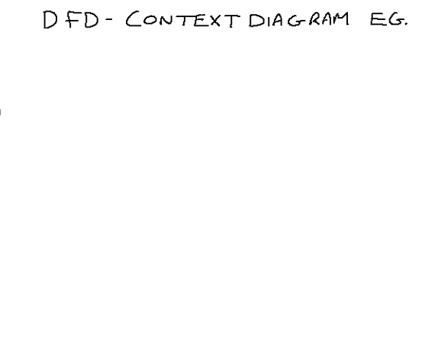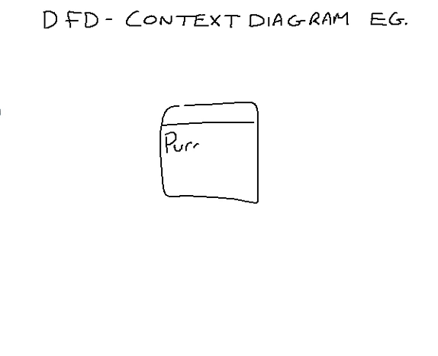In this presentation we're going to be looking at a context diagram example. There are actually three steps involved in the context diagram. The first step is to actually identify your main process. In this case we are going to be looking at a purchasing system. The main process is the main focus of your diagram, what you are actually investigating.